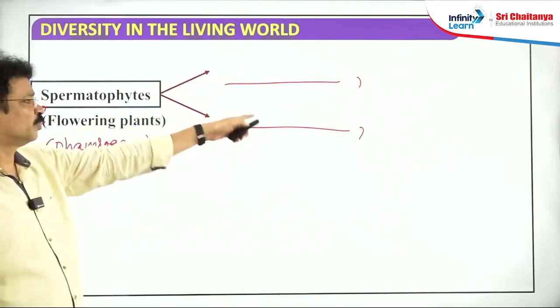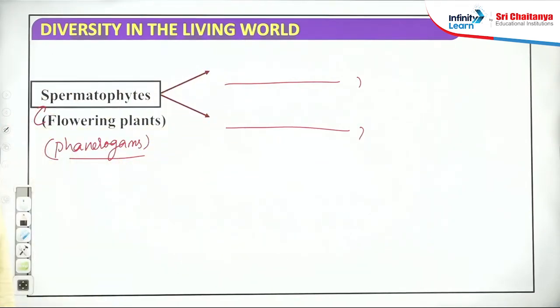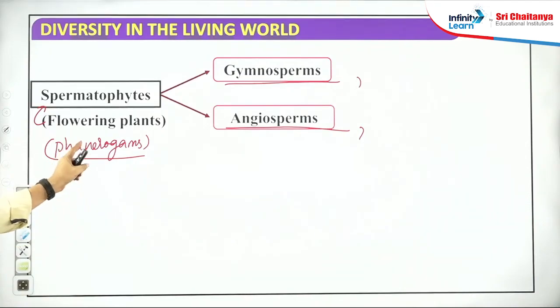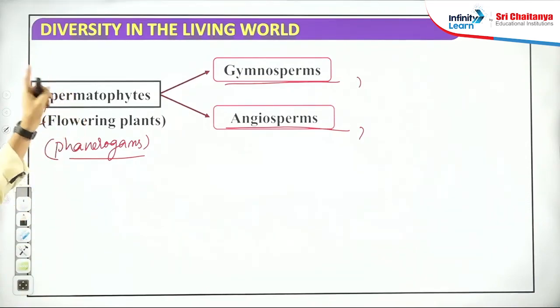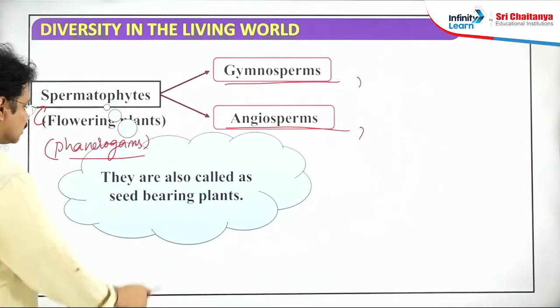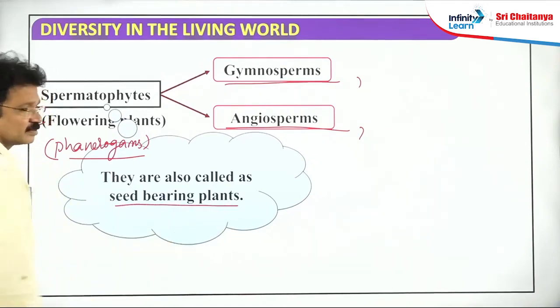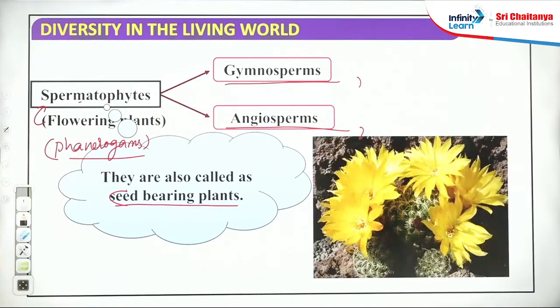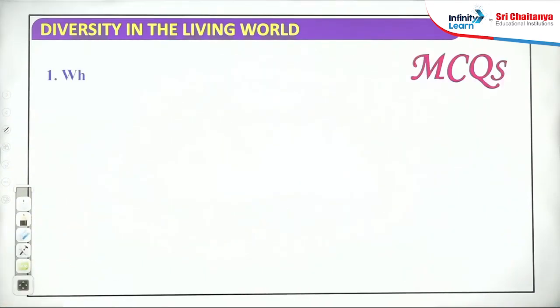Try to fill these two blanks. Yes, angio and gymno. Gymno and angio are examples for phanerogams, flowering plants or spermatophytes. They are also called seed-bearing plants. Seed-bearing, spermato. Such are flowering plants.